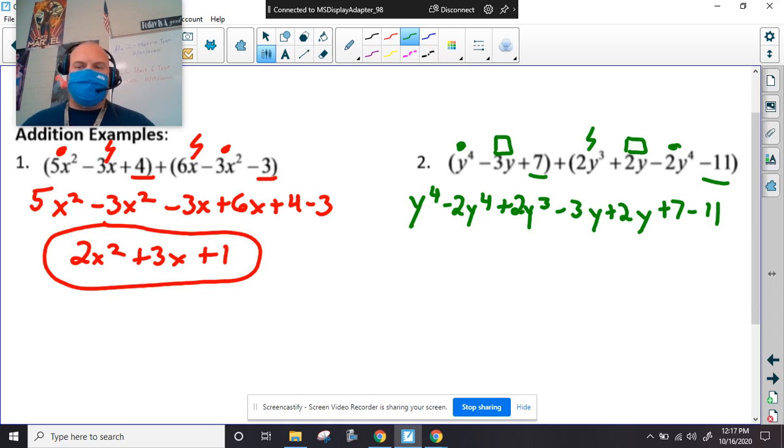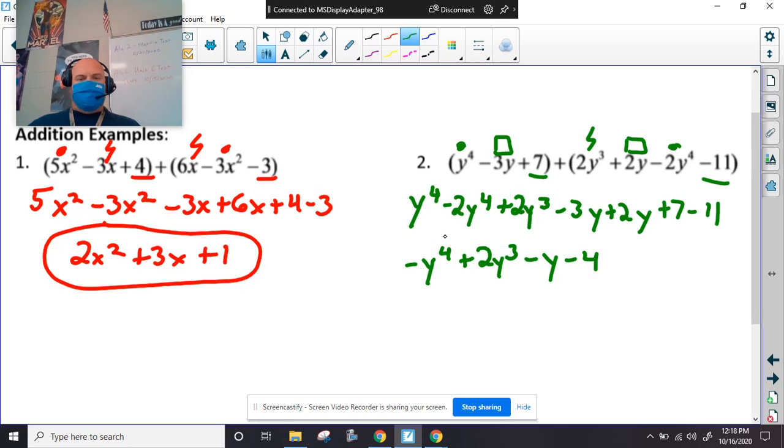Now we just start combining terms from here now that we've got them grouped together. Again, a lot of people can do this without rewriting it. It just takes extra practice. I can do it without rewriting it, but that doesn't say much because I'm a math teacher. But sometimes when it looks like a really big problem, I have to write it all out myself because I can't take all that in at once. So it looks like we have negative y to the fourth plus 2y to the third minus y minus 4.